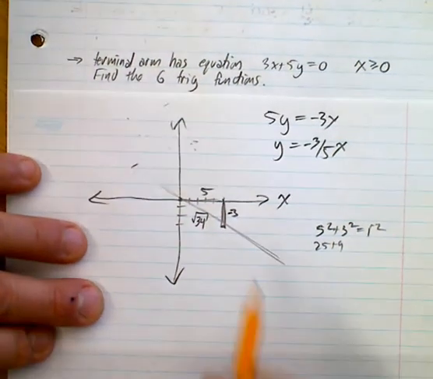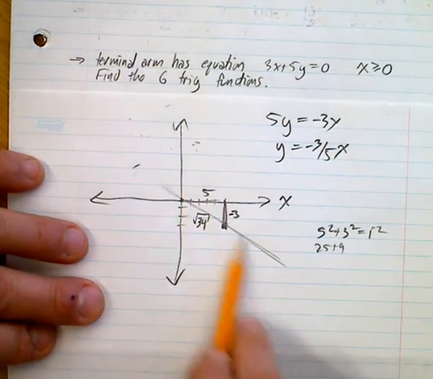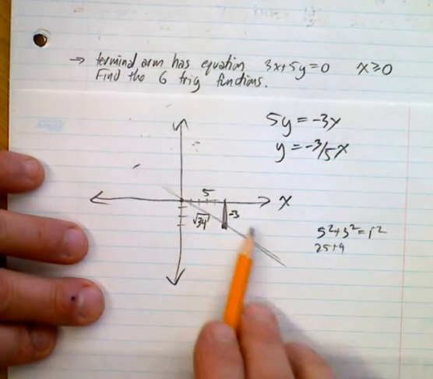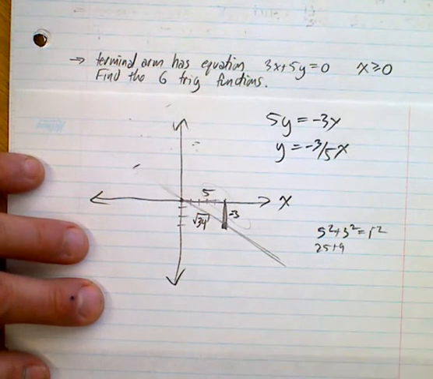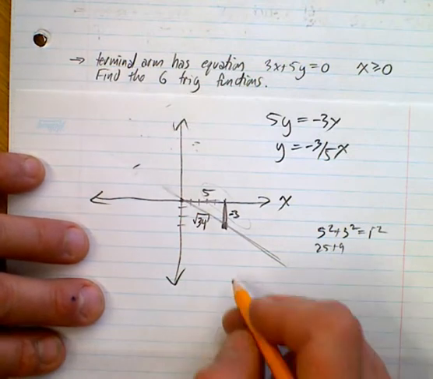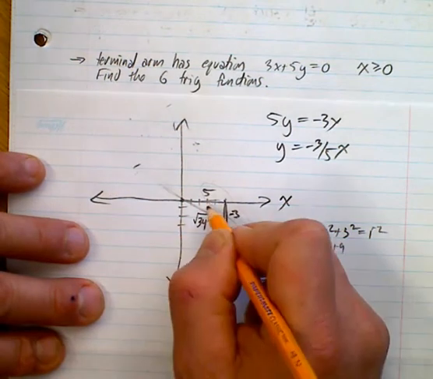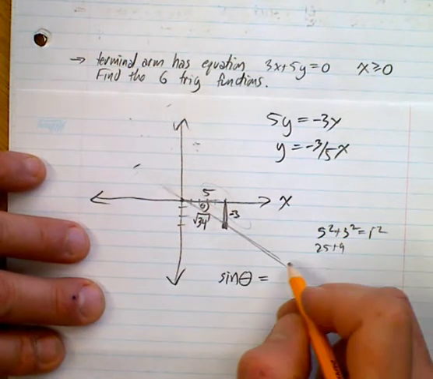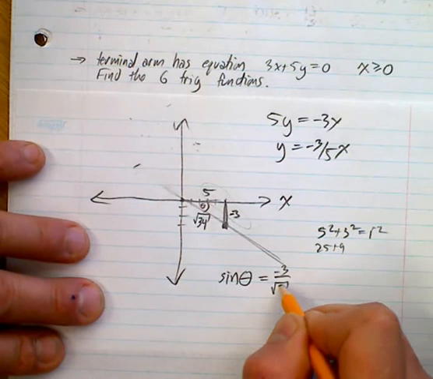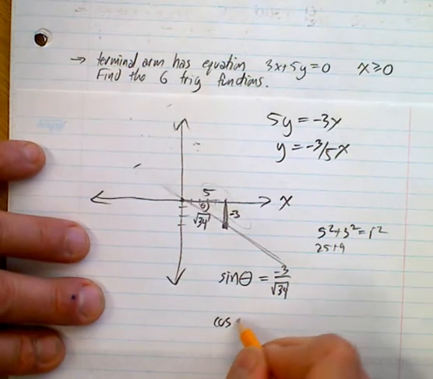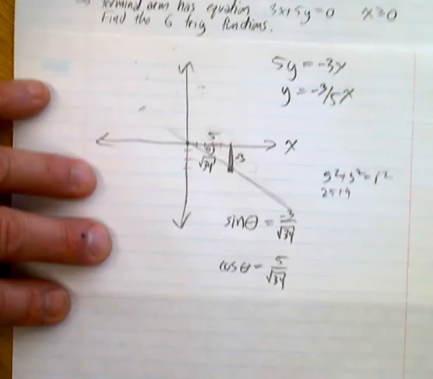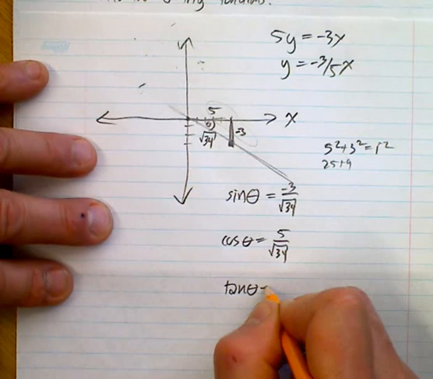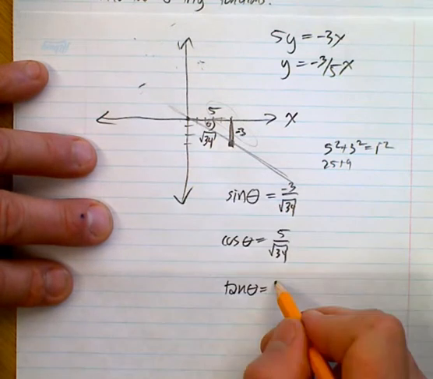Now, this point right here, you could have picked any point. You could pick 10 and negative 6, but why don't we just pick the most basic one, right? You want to pick the lowest multiples of them, so that's a reduced fraction, essentially. Otherwise you'll be reducing it at the end. So now let's look at sine theta. It's going to be negative 3 over root 34. Cos theta is going to be 5 over root 34. And then we have tan theta going to be negative 3 over 5.